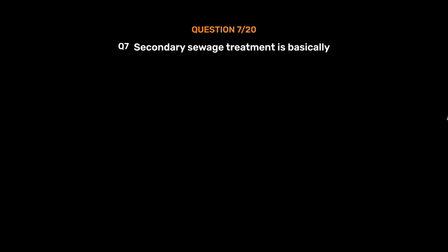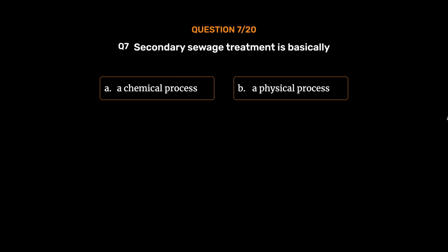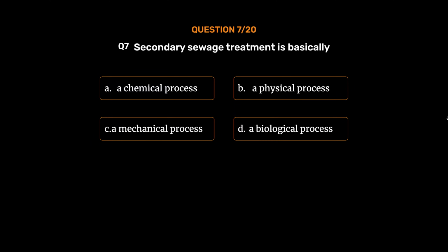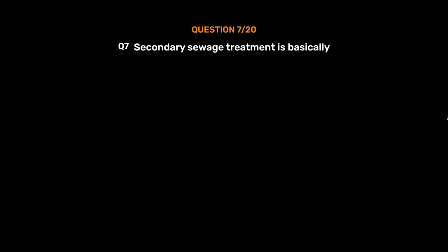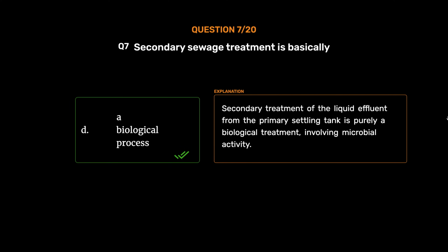Question number 7. Secondary sewage treatment is basically Option A. A chemical process. Option B. A physical process. Option C. A mechanical process. Option D. A biological process. The correct answer is Option D. A biological process. Secondary treatment of the liquid effluent from the primary settling tank is purely a biological treatment involving microbial activity.